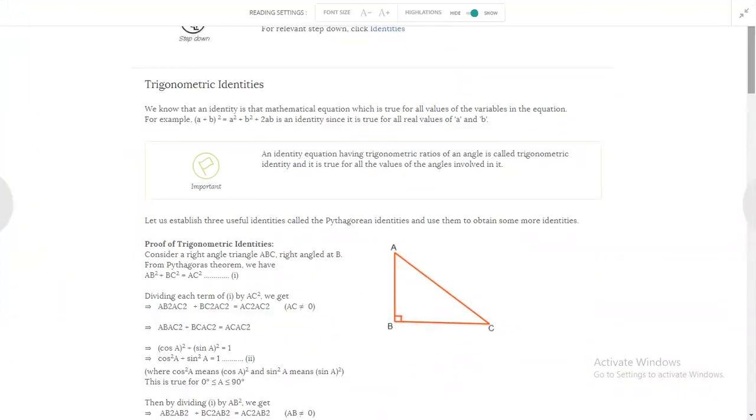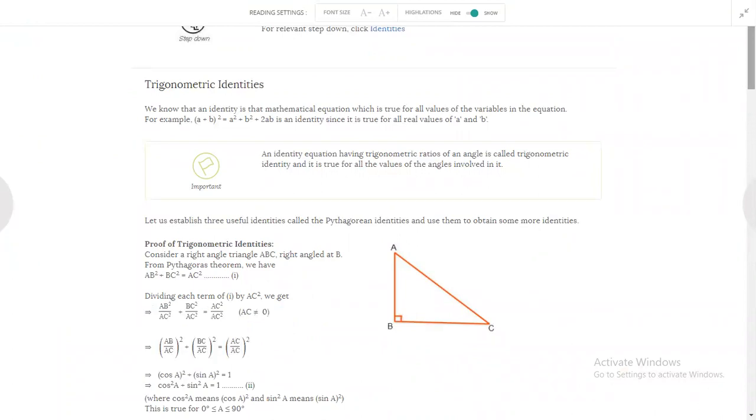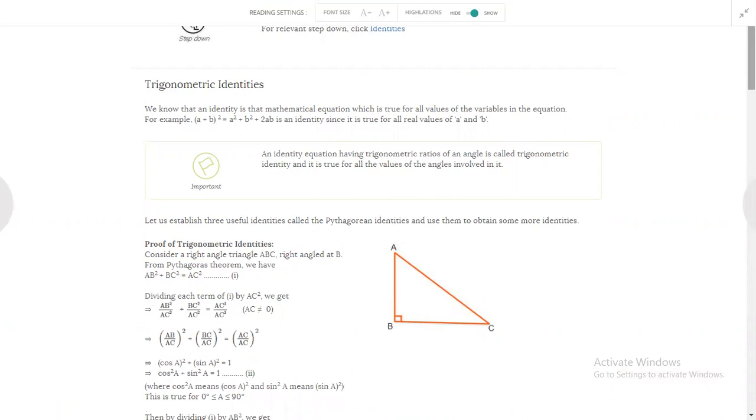Most of the questions are of the type: prove that LHS equals RHS. So how to proceed with these types of questions?